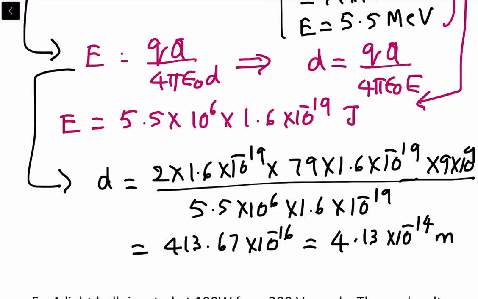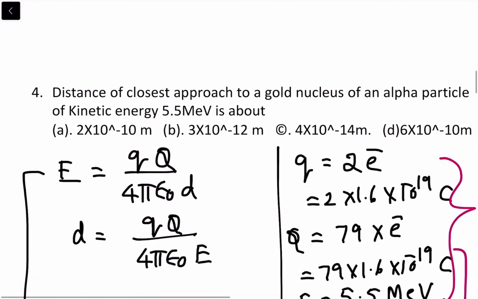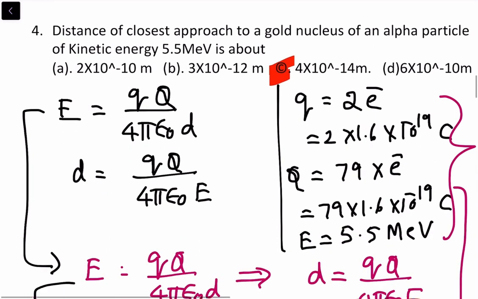So I will take you up to what options they have given. Option A, 2 into 10 to the power of minus 10. B, 3 into 10 to the power of minus 12. C, 4 into 10 to the power of minus 14 meters. So this is the answer now. Answer is C, 4 into 10 to the power of minus 14 meters.